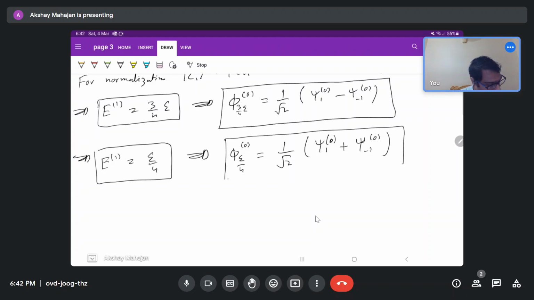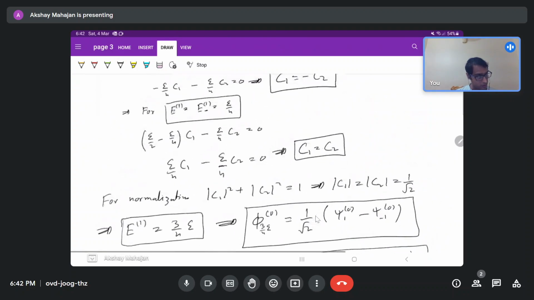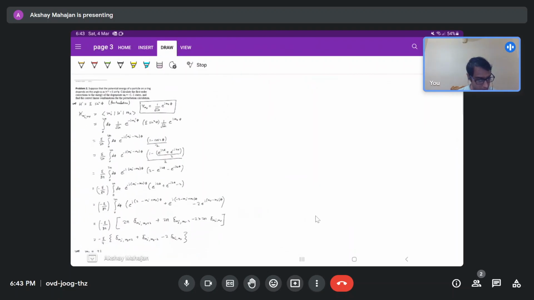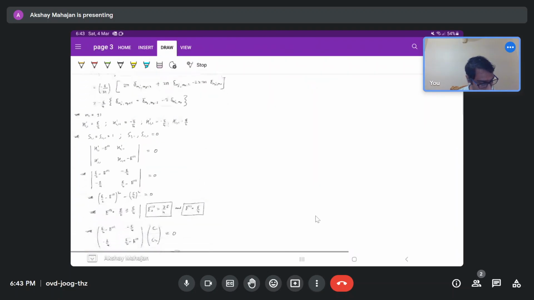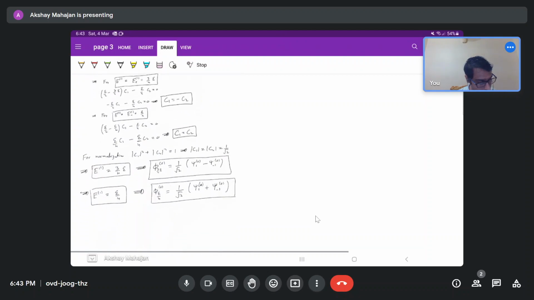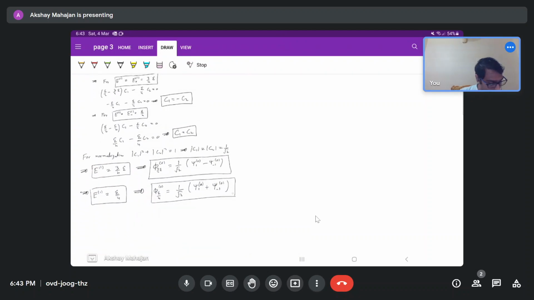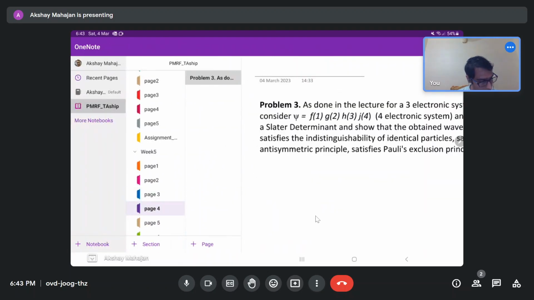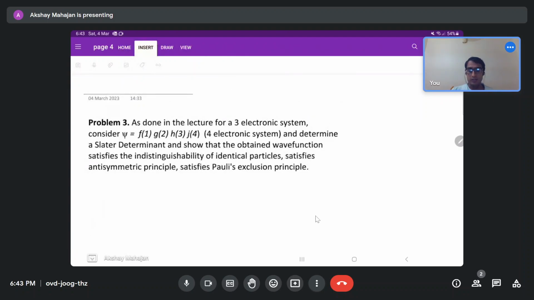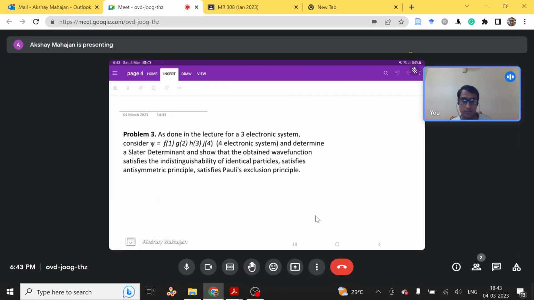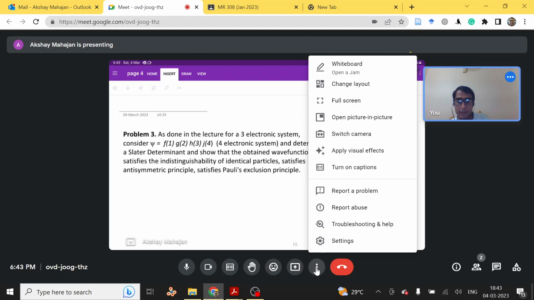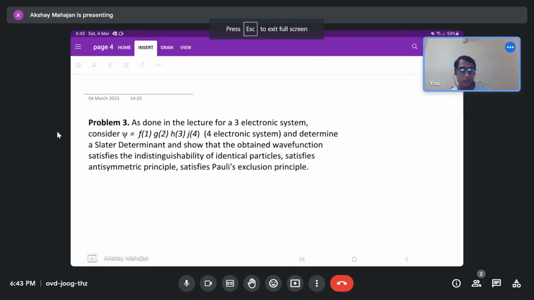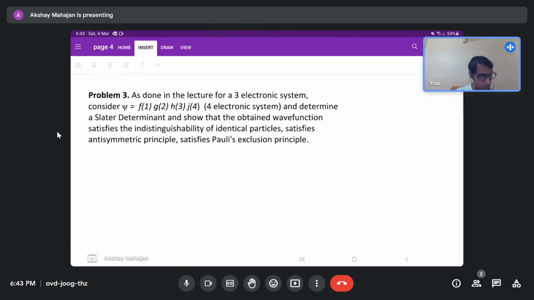Right. All right, so this is our problem number 2. So basically we first solved for a general case, and then we are able to solve for this particle in a ring problem. All right. So let's move on to the next problem. Let me just check the recording is still on. All right, let's come to problem number 3.